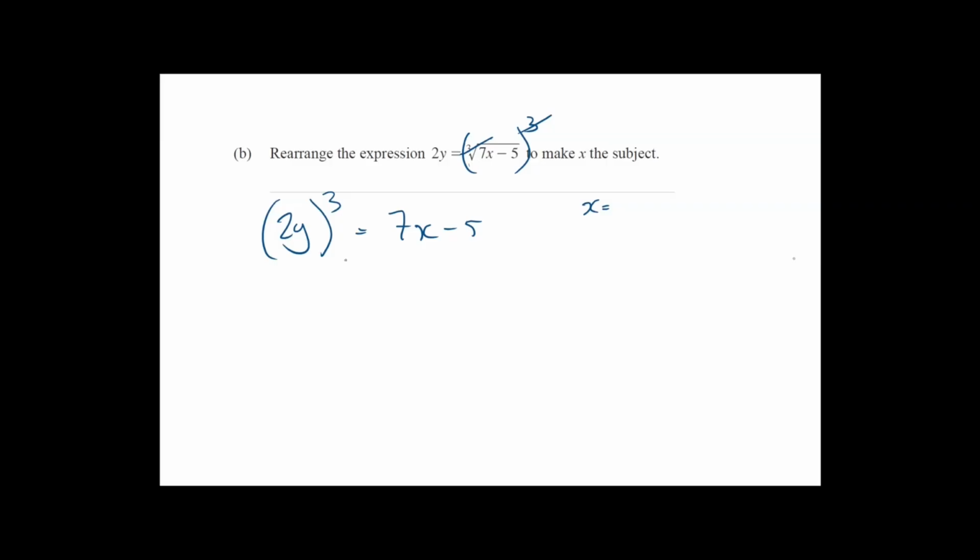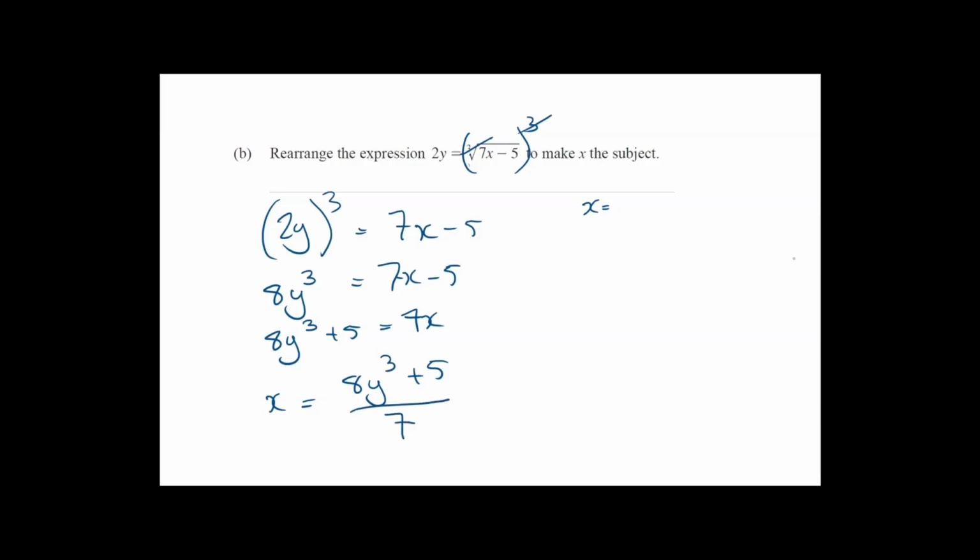All right, so let's get rid of this first. So (2y) cubed is going to be 8y to the power of 3. And it's going to be 7x minus 5, and we're almost there. Let's add 5 to both sides. So 8y cubed plus 5 equals 7x. And then divide both sides by 7. So x is going to be equal to (8y cubed plus 5) divided by 7. Shouldn't have much problem with that one.